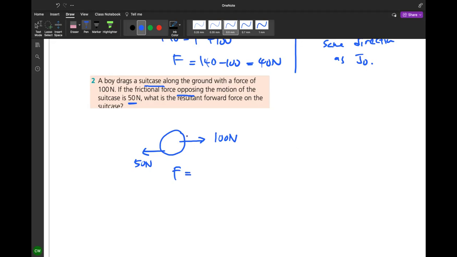When they are in opposite directions, what should you do? Plus or minus? Minus, correct. So it is 100 minus 50, so this is 50 Newton. This is called the resultant force. Just need to understand that if it's opposite direction, minus. Okay or not? Okay.